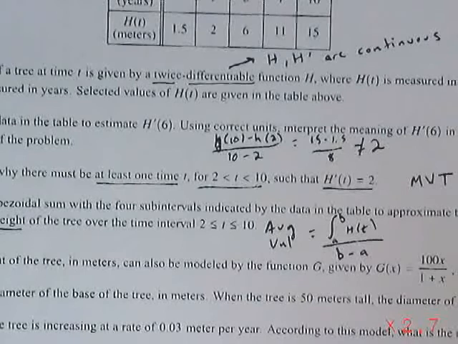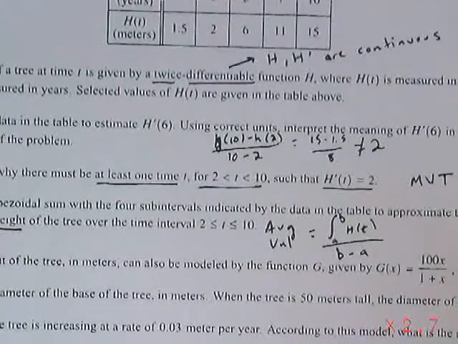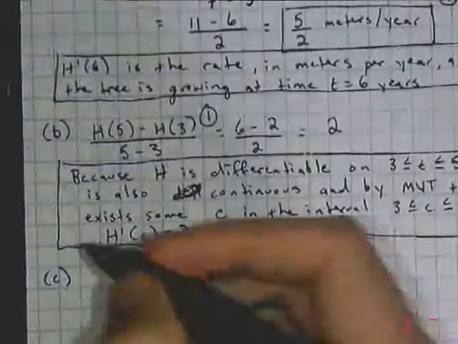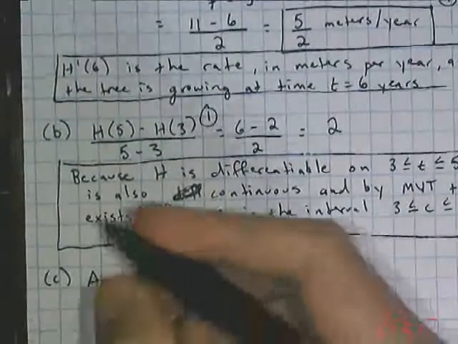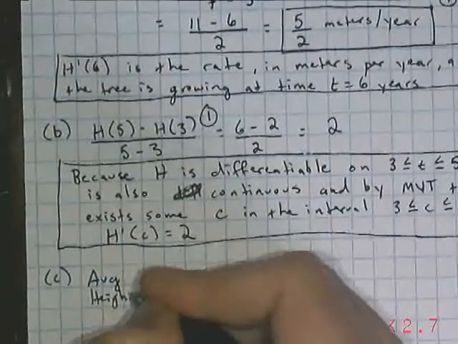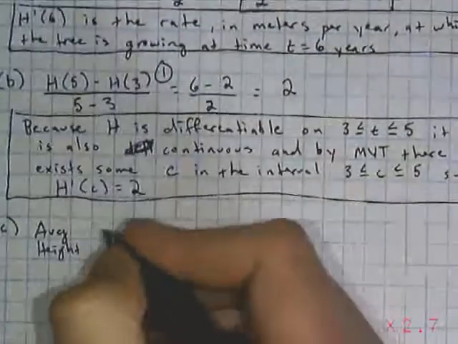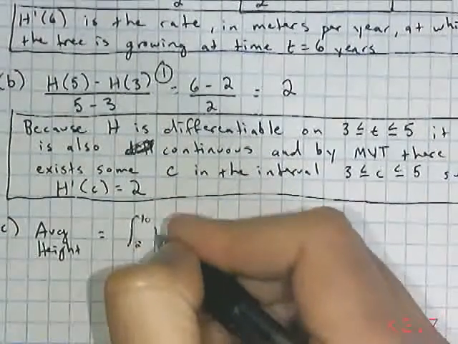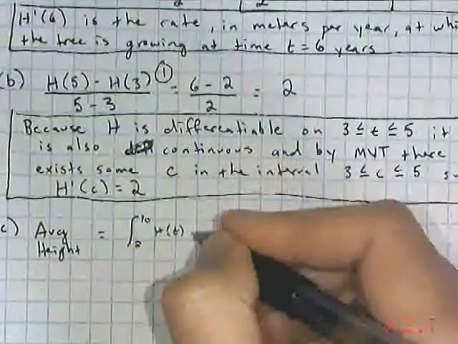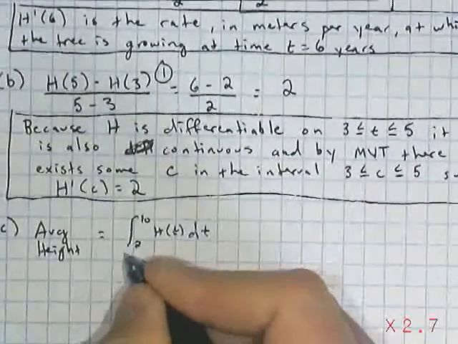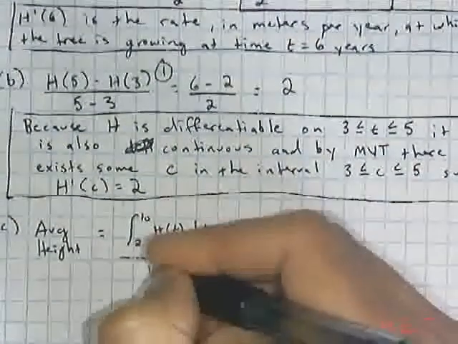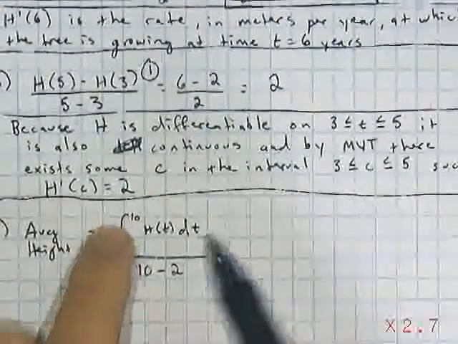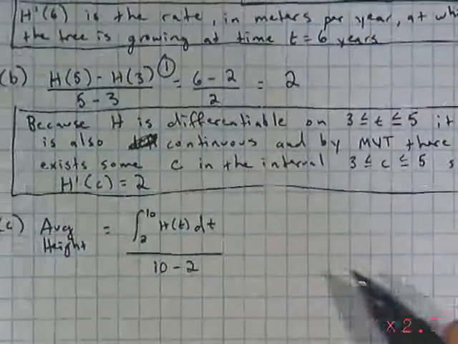And we're going to go to work. Okay, so the average height on our interval from 2 to 10 is going to be the integral from 2 to 10 of h of t dt divided by 10 minus 2. And we're going to use a trapezoidal sum to approximate that.